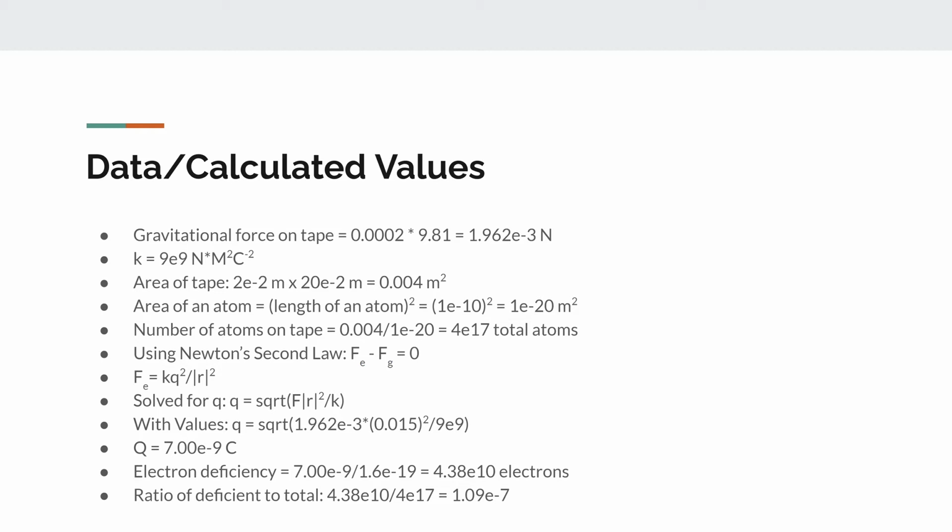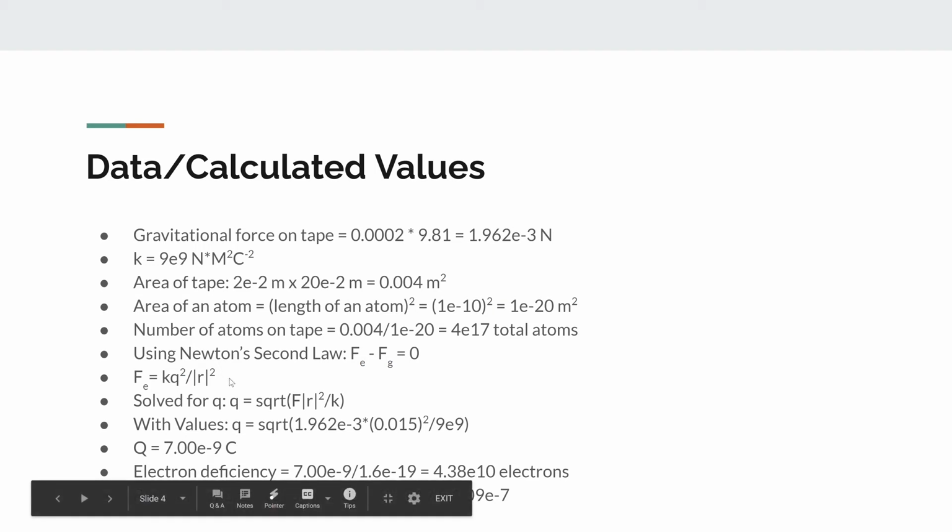Using Newton's second law, we can set the electric force and the gravitational force equal to each other, because the electric force minus the gravitational force is going to equal 0, as the tape is not accelerating. So the electric force is going to be equal to kq squared over the magnitude of the distance between the two tapes squared. I rewrote it there so that it can be solved.